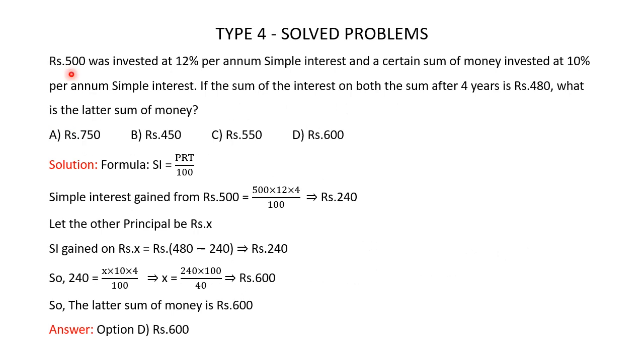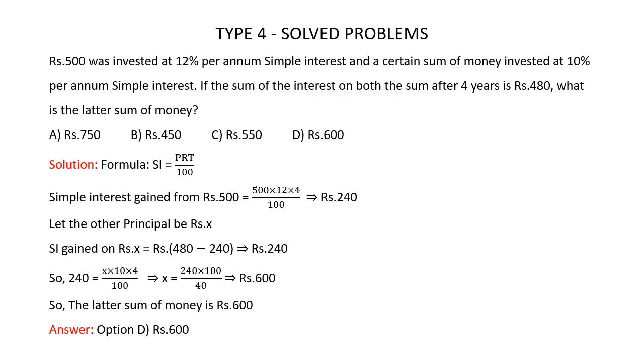Rupees 500 was invested at 12% per annum simple interest and a certain sum of money invested at 10% per annum simple interest. If the sum of the interest on both the sums after 4 years is rupees 480, what is the latter sum of money? Here you are given 4 options and you have to find out which of these options is the correct one. So as you can see here, the sum of interest in both the cases is given here.